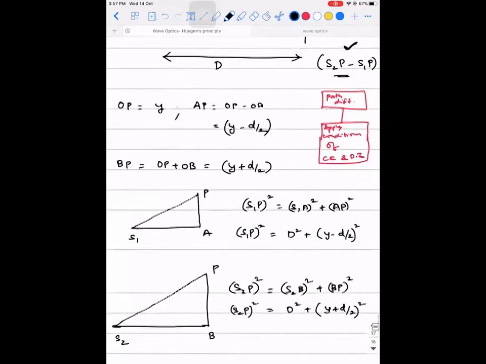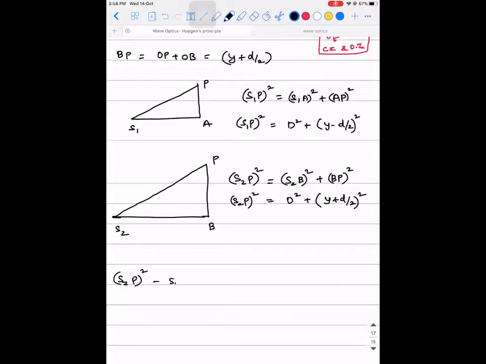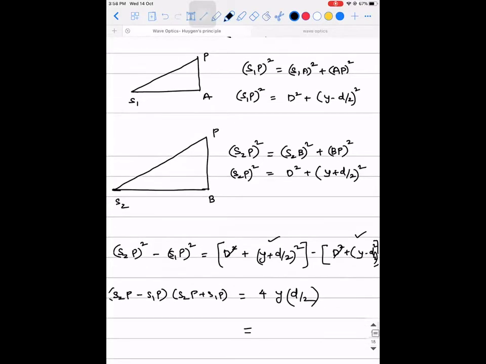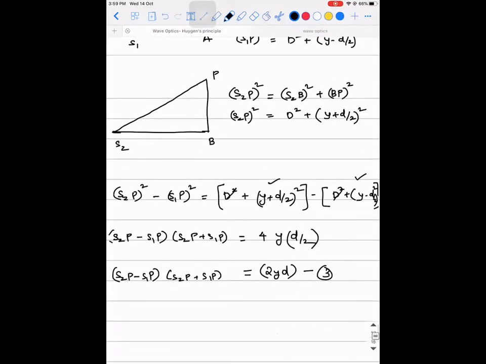Since we need S2P minus S1P, let us consider S2P square minus S1P square. That will be capital D square plus Y plus D by 2 the whole square, minus capital D square plus Y minus D by 2 the whole square. So D square and D square will get cancelled. The left side is S2P minus S1P into S2P plus S1P, since A square minus B square is equal to the product. On the right hand side, A plus B the whole square minus A minus B the whole square is 4AB. So what will the answer be? 2 times Y into D. This is S2P minus S1P into S2P plus S1P. Let this be equation number 1.